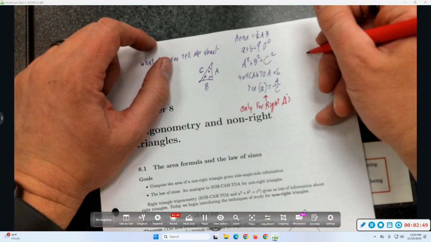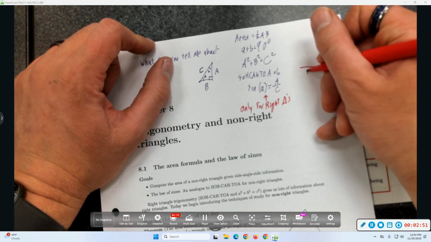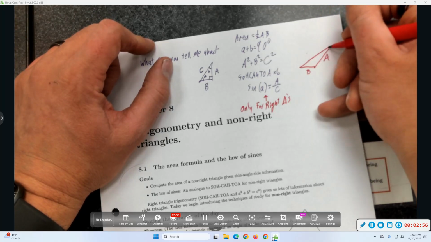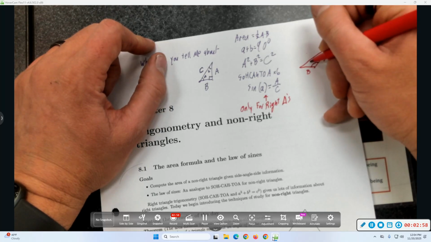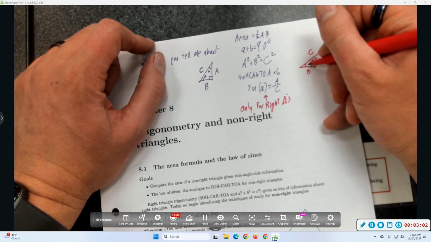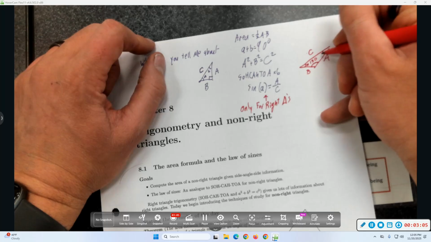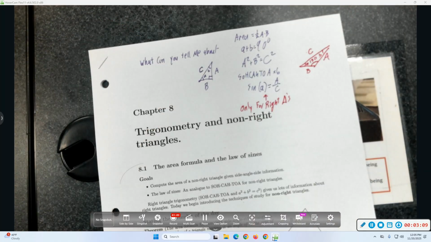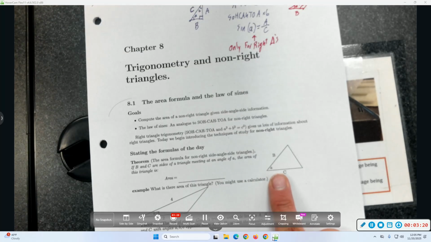If I gave you the same side length B, same side length A, I guess the side length C will be different, and I tell you that this angle's like 130 degrees, there's an angle A, there's an angle B, none of those things will be true. I want to find things that tell us the same type of information, but when there's not a right angle to work with. And the first one I want to start with is the area formula.